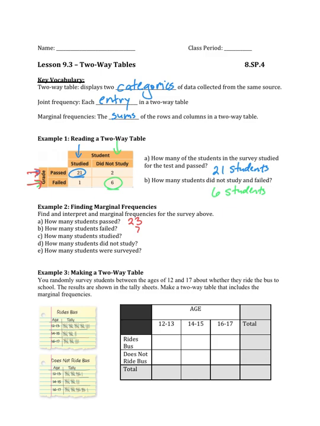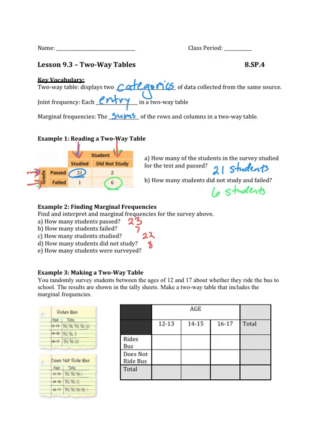Okay, then how many students studied? So we're looking at this column. Regardless of whether they passed or failed, how many studied? That's 21 plus 1 is 22. How many students did not study? That's this column. 2 plus 6 is 8.